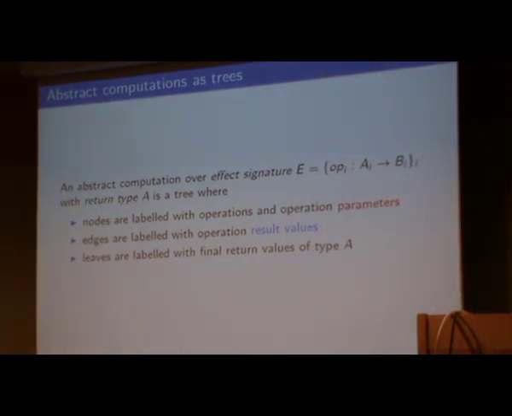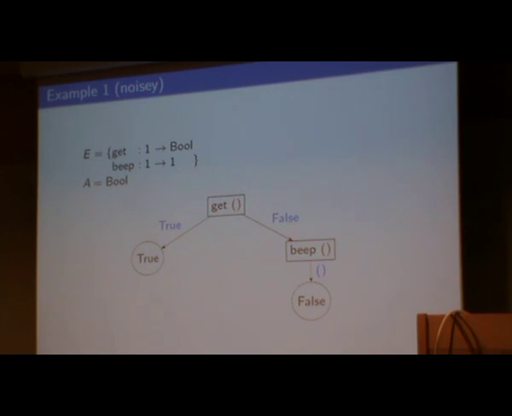So nodes in these trees are labelled with the operations, and the operations can have parameters. The edges are labelled with the result values of running the operations, and then the leaves will be labelled with the final return values. So here's my first very simple example.